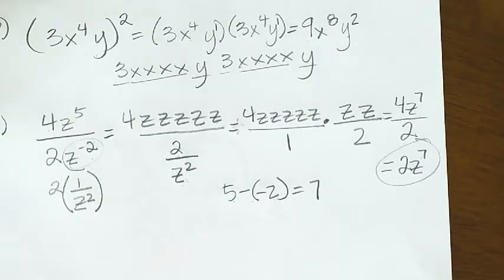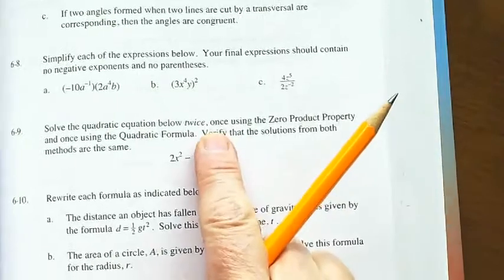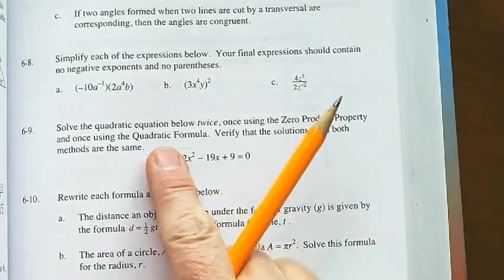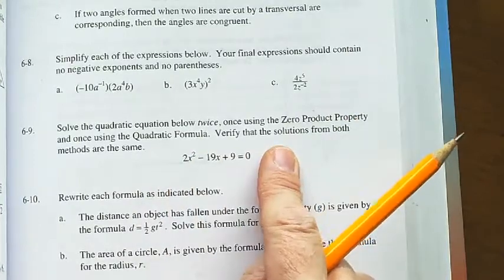Okay, 6-9 says to solve the quadratic equation below twice, once using zero product property and once using quadratic formula, and verify that the methods are the same. Okay, let's try zero product property first.